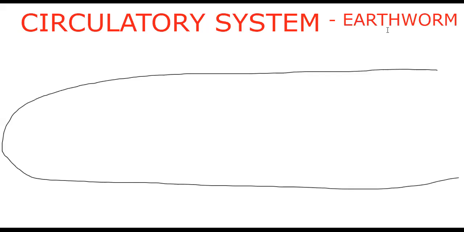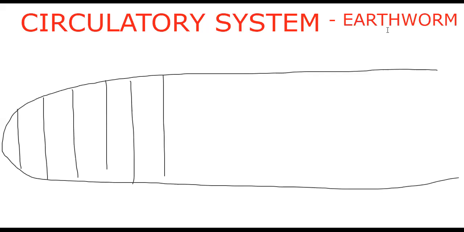The circulatory system of earthworm. First, let us draw the outline. A minimum of 18 segments is required to draw. So let me count here: 1, 2, 3, 4, 5, 6, 7.